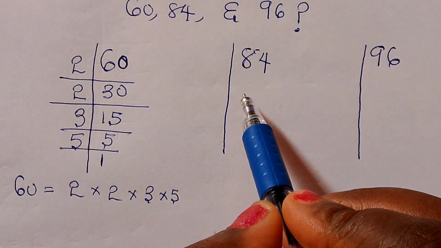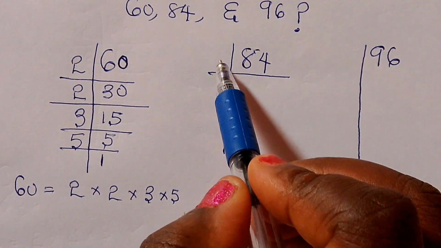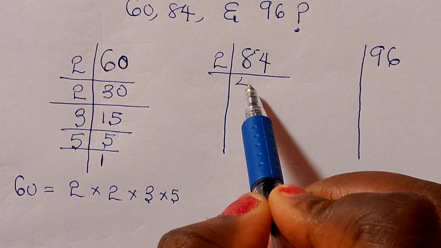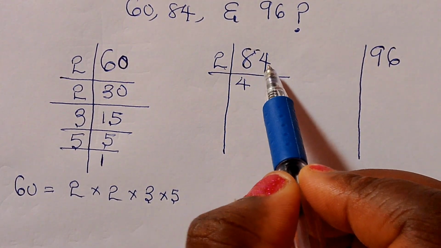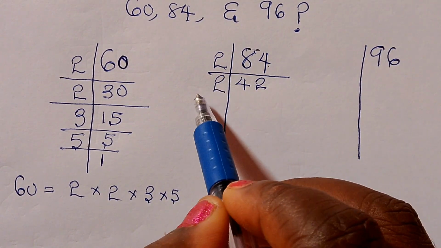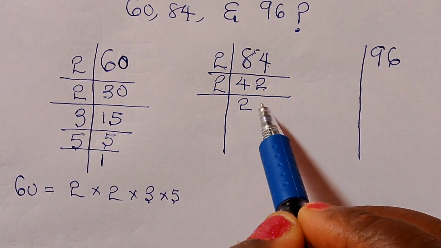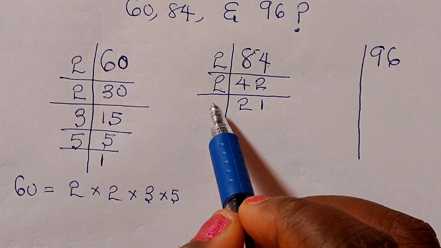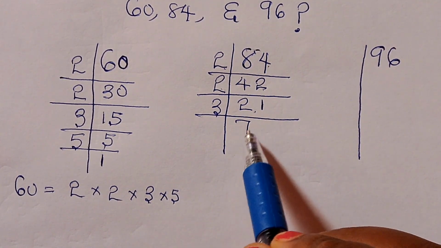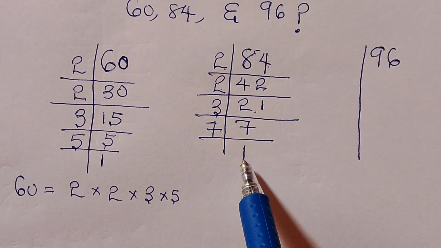So let's get the factors of 84. Of course, we know 2 can go. 2 into 8 is going to give you 4. 2 into 4 is going to give you 2. 2 can also go into 42. 2 into 4 is going to give you 2. 2 divided by 2 is going to give you 1. So at this point, 3 can go. 3 into 21 is going to give you 7. And of course, 7 can only be divided by itself and 1.